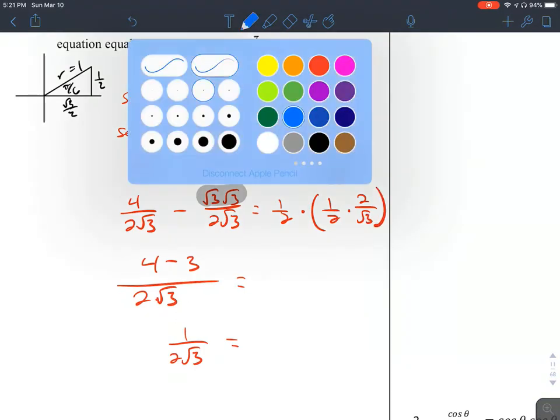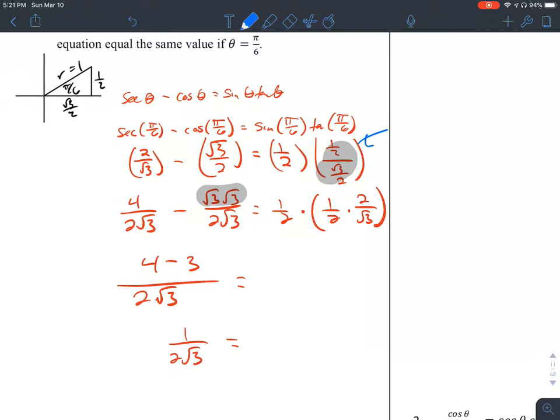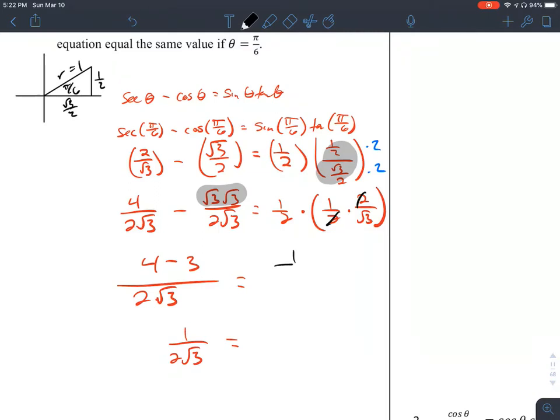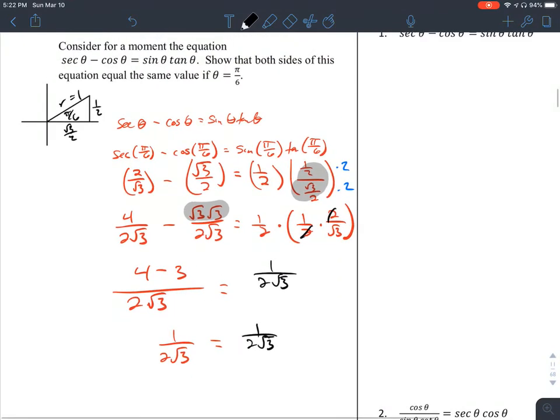A couple different ways that's true. One, if you take the numerator and multiply by the reciprocal of the denominator, that checks out. If you decide to multiply this by 1 in the form of 2 over the square root of 3 over 2 square roots of 3, you're going to get the same thing. If you want to get rid of your denominators and just multiply top and bottom by 2, you're going to get the same thing. Regardless, you're going to get that fraction. So then these 2's cancel. So we end up with 1 over 2 square roots of 3, which is what the left side was a little bit ago. So we have just verified that this equation is true if theta is pi over 6.